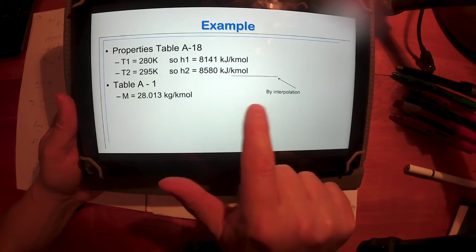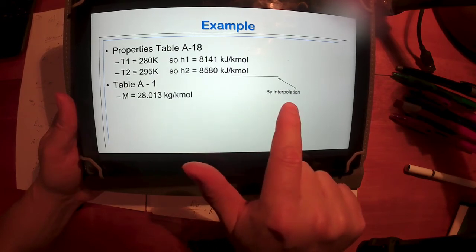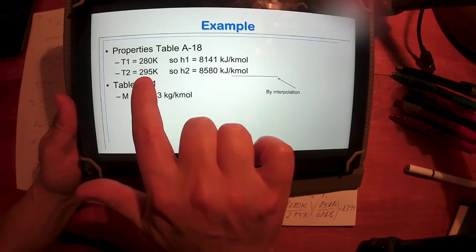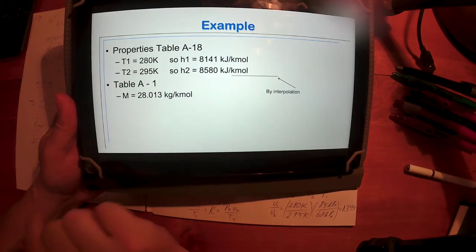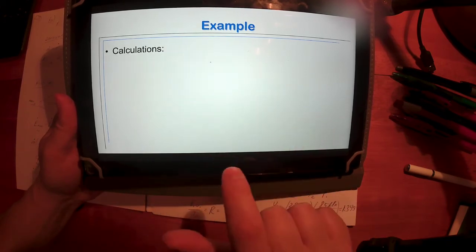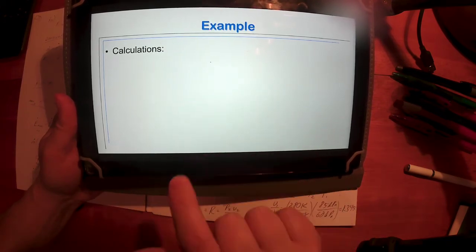Okay? So this one did this a little bit differently. This one used table properties, and that's okay. Notice you do have to interpolate. You don't have a row for 295 Kelvin in your tables. If you look, you don't have a row for 295 Kelvin, so they had to interpolate that one. Okay? For the calculations.